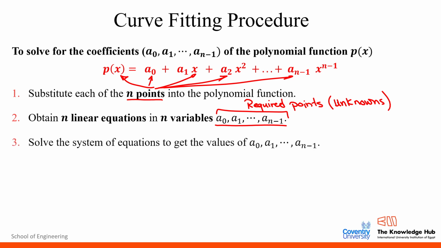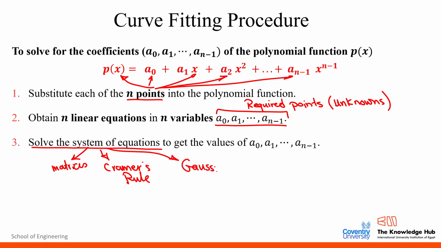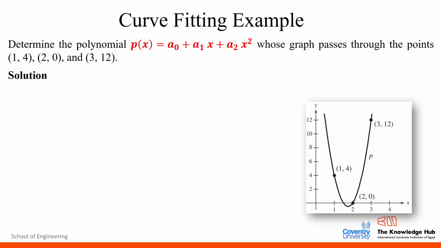And then finally solve the system of equations to get the values of a naught, a1 till a n minus 1. So solving the system of equations here, either by matrices or Cramer's rule, or using Gaussian elimination or Gauss-Jordan elimination. Here we have an example.